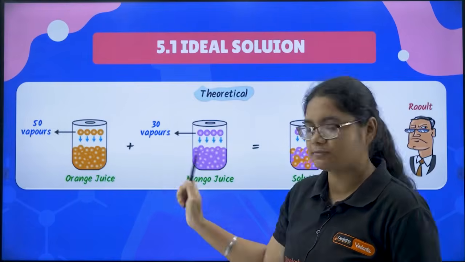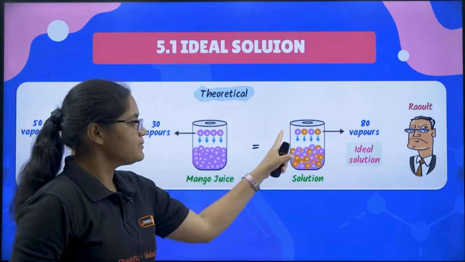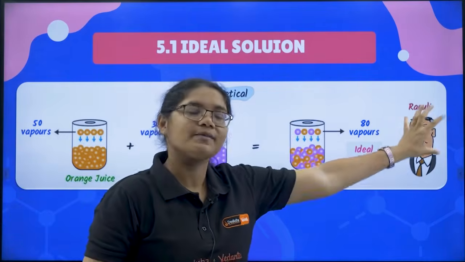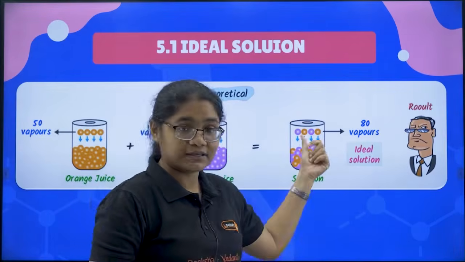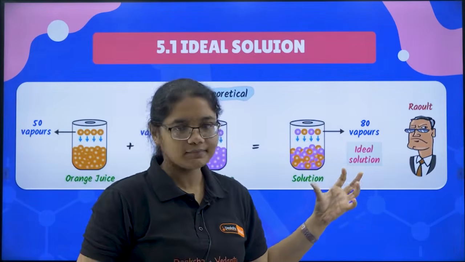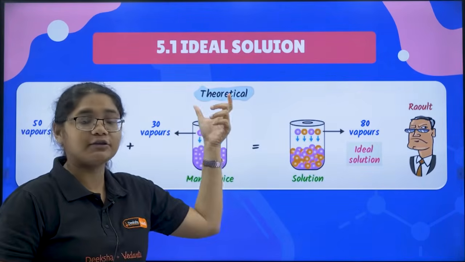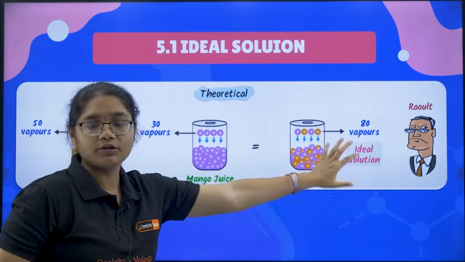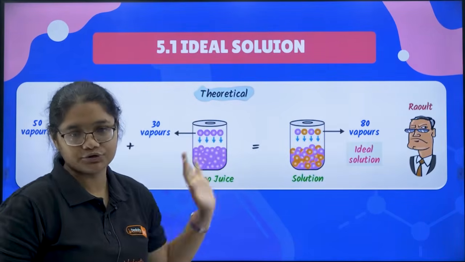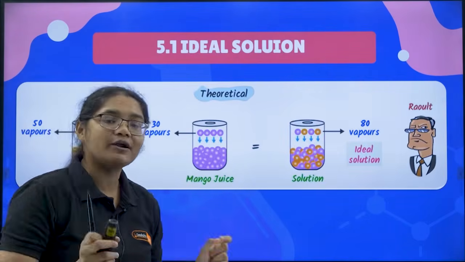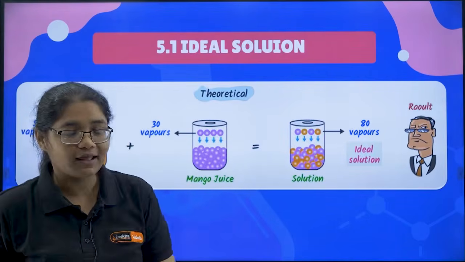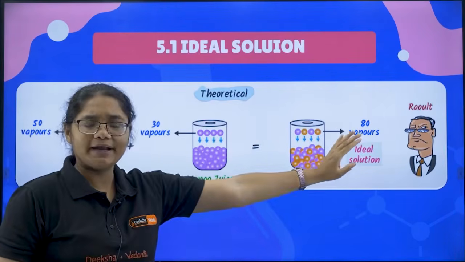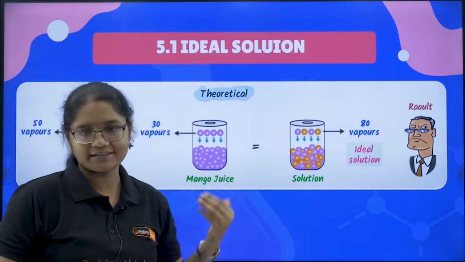Now you have mixed both of them in the same container. Raoult's law we have studied, right? Sir Raoult said that the total vapors here should be 80 vapors, 50 plus 30, 80. This is a theoretical concept. If it is 80, then we call those type of solutions ideal solutions. If it is not equal to 80, then we call it a non-ideal solution, right? Not equal to 80 means it will be either more than 80 or less than 80, right?